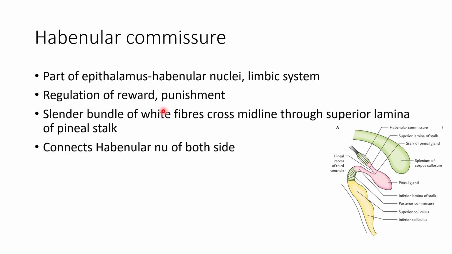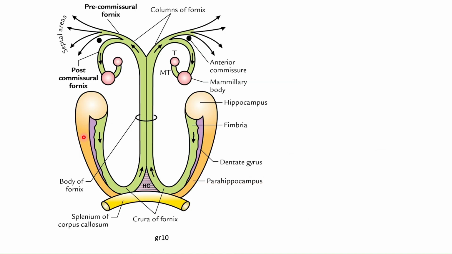So you can see the slender bundle of white fiber crossing the midline through the superior lamina of the pineal stalk are the habenular commissure. Now here you see these fibers, like this is the fornix, which is the projection fiber, also including the association fibers and the commissural fibers in it. So these are the hippocampal commissure.